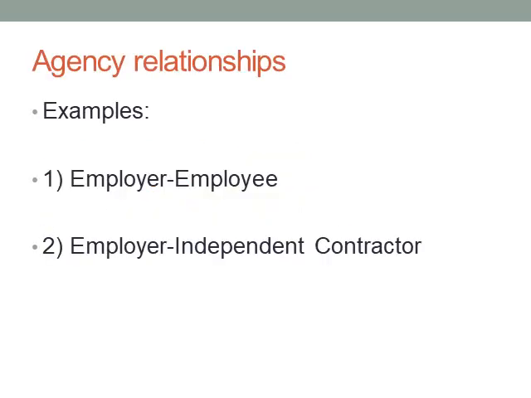So, as I said, agency relationships have two common examples: employee-employer, and the second one, employer and independent contractor. An employee is one whose physical conduct is controlled and subject to the control of an employer. If you don't do what your employer says, you can be fired. So the employer kind of controls what you do when you are employed or working under their scope.